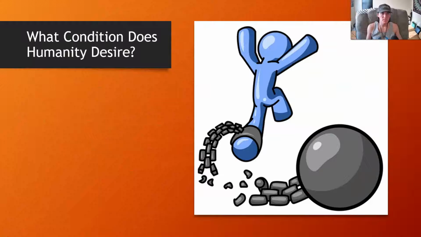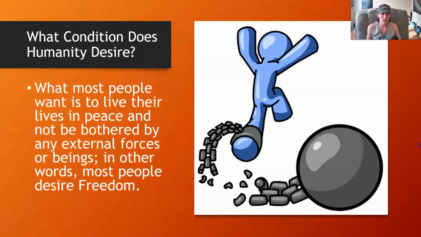So, when I just defined natural law, it was talking about how natural law is the law in the universe that manifests conditions in the world. So, what condition does humanity desire as a whole, generally speaking? I would say that what most people want is to live their lives in peace and not be bothered by any external forces or beings. So in other words, what most people desire in life is freedom.